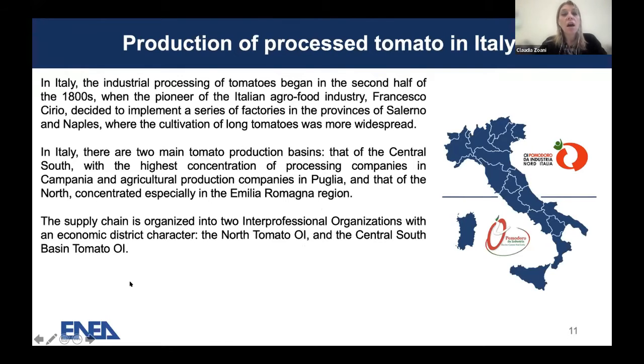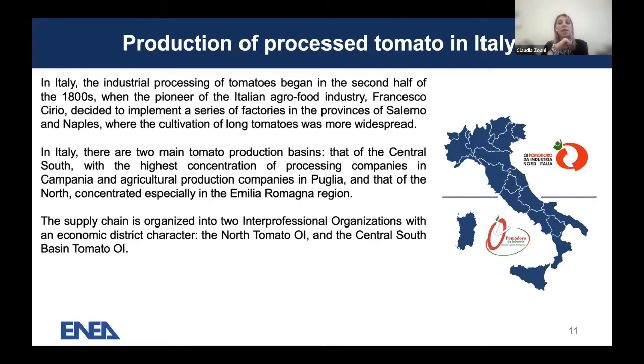So in Italy, the industrial processing of tomatoes started in the second half of the 18th century. Let's say here we see that it was the pioneer of the Italian agro-food industry, Francesco Cirio, who decided to implement some factories in the Campania region in the south of Italy for tomato processing. And currently we have two main production basins. One is located in the central south of Italy, with the highest concentration of processing companies in the Campania region, and agricultural production companies in the Puglia region.